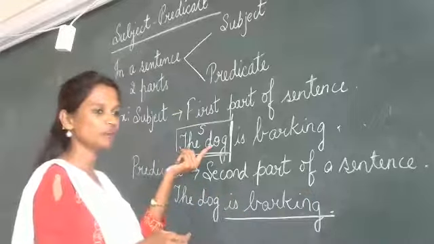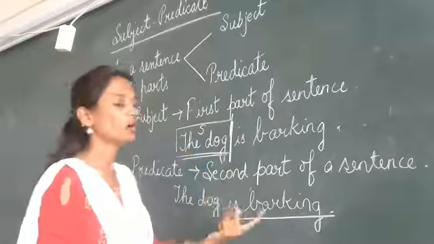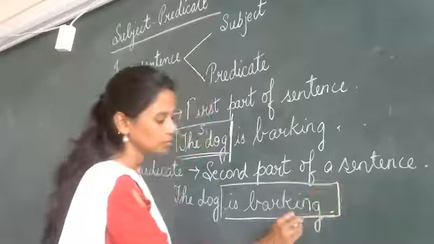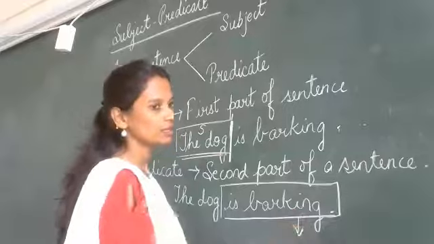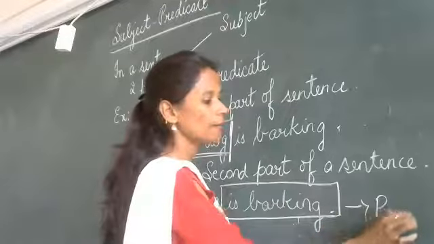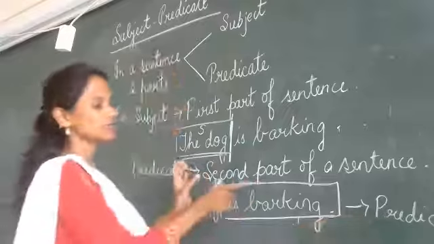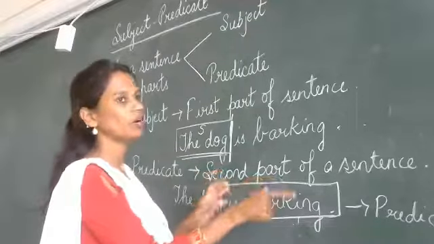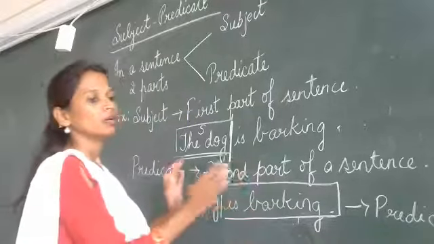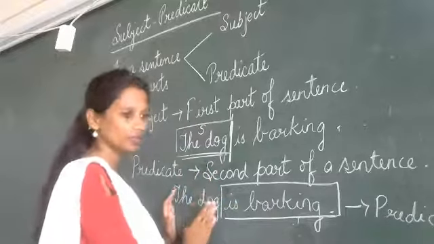What is the subject here? The dog. What is the dog doing, children? The dog is barking. So it is the predicate. And this predicate is the second part of a sentence. The predicate tells us what the subject is doing.